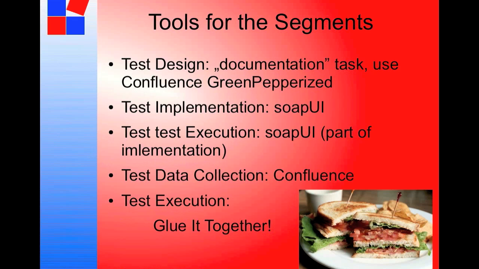So the tools, and this is coming to the very real world. So far I was talking about ideas and business approach, but now we are landing on the ground and we are talking about very specific tools that we are using. For this methodology we are using Confluence to do the test design and GreenPepper to execute. To implement the test we use SoapUI, which is a kind of personal productivity tool, to test SOAP and other interfaces. And also for the test data collection we use Confluence, and we glue it together with our Pegamento software, and all this leads to a test execution.